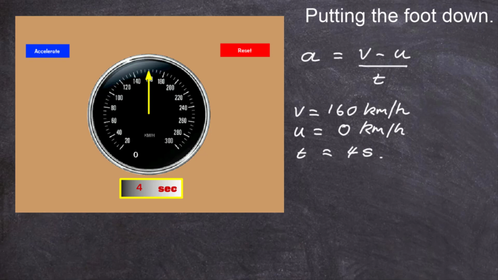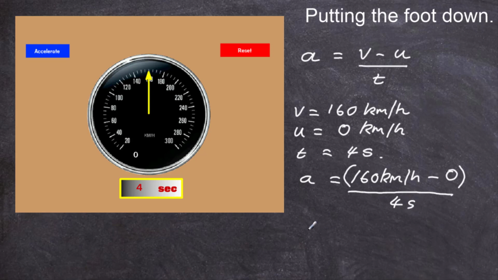But we've got enough data to calculate the acceleration of that car. So acceleration is going to be equal to the final velocity, 160, and I always put in the units, kilometers per hour, take away 0 kilometers per hour, and we're dividing that by 4 seconds. So our acceleration is going to be equal to 160 kilometers per hour divided by 4 seconds, which is going to be 40 kilometers per hour per second. That's going to be our acceleration.